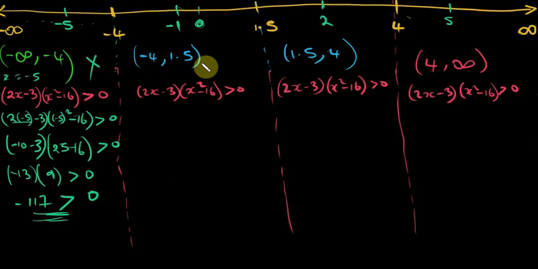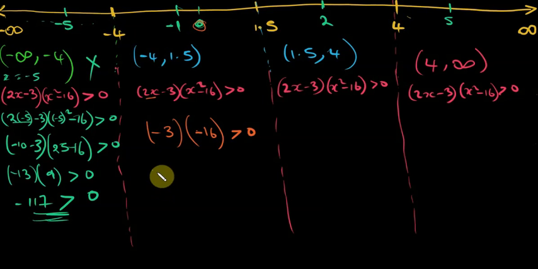From minus 4 to 1.5, I'll take 0 because it's easier to work with. 2 minus 0, that will be 0, so we just have minus 3 multiplied by 0 squared minus 16. Should be greater than 0. Okay. A negative and a negative gives me a positive number, so this is definitely greater than 0.